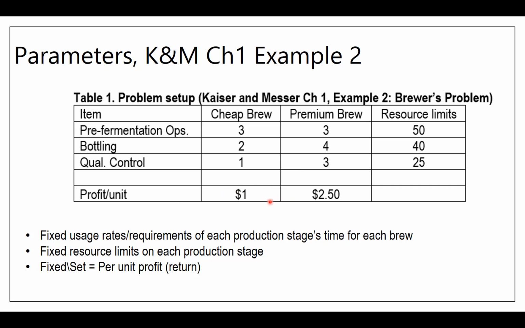And then down here at the bottom, we have our last piece of information, the profit per unit. So $1 per unit of cheap brew, $2.50 for premium brew. The coefficients here, these fixed usage rates, are what we call parameters. These are all actually parameters given the definitions we went through in class, but these are the pure parameters of the problem. And then we have these fixed resource limits that are what we would call exogenous variables.